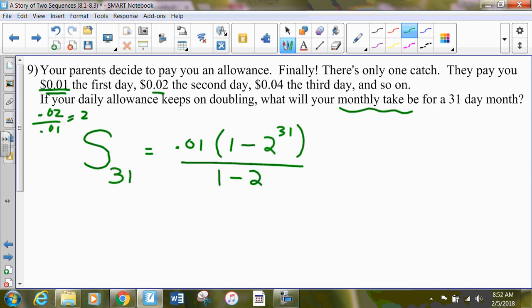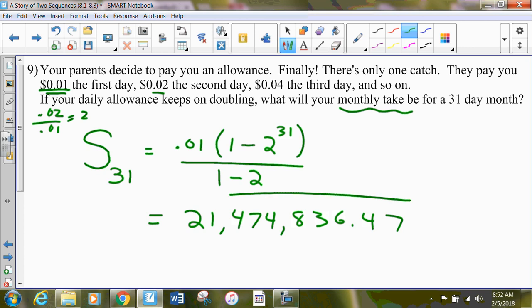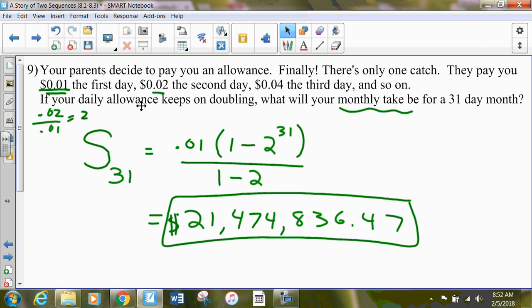Well, if I put this into my calculator and hit enter, it's crazy. You know what your allowance is going to be for that 31-day month? Let's see, $21,474,836.47. I think you should try to convince your parents to go this route for your daily allowance. That would be kind of fun.